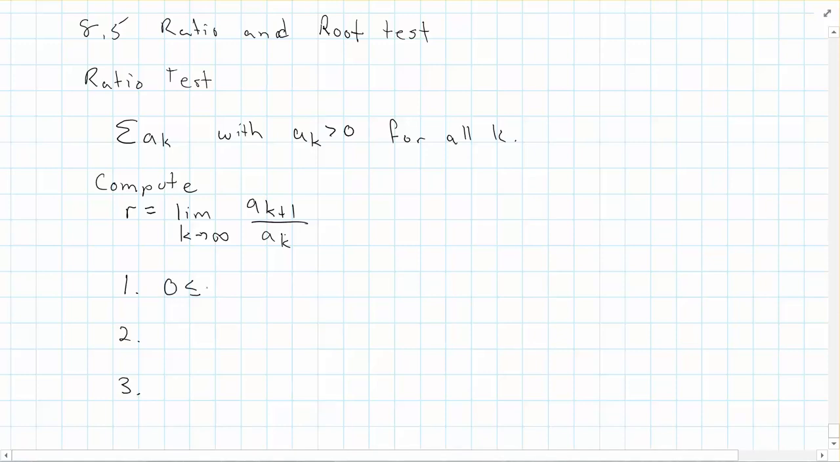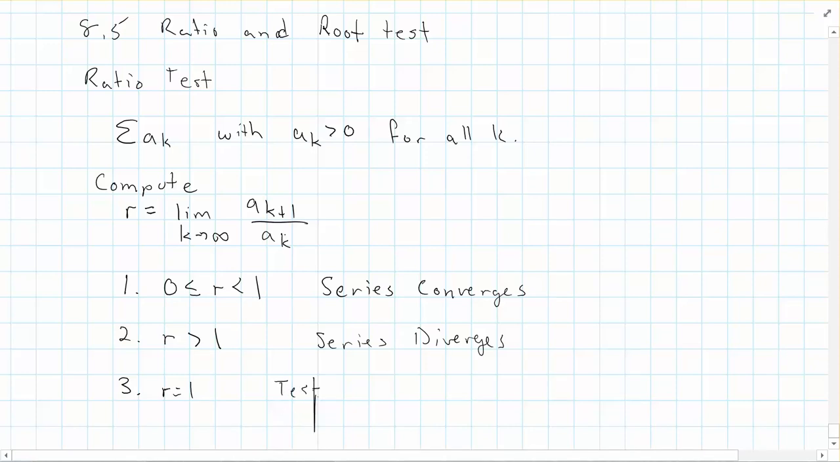If R is between 0 and 1, the series converges. If R is greater than 1, the series diverges. If R equals 1, the test is inconclusive.